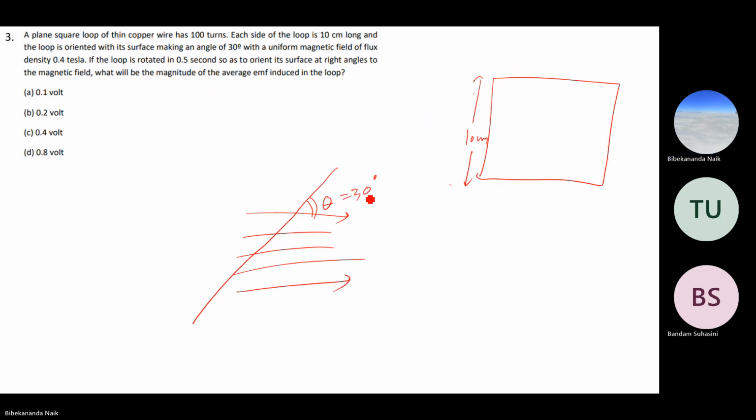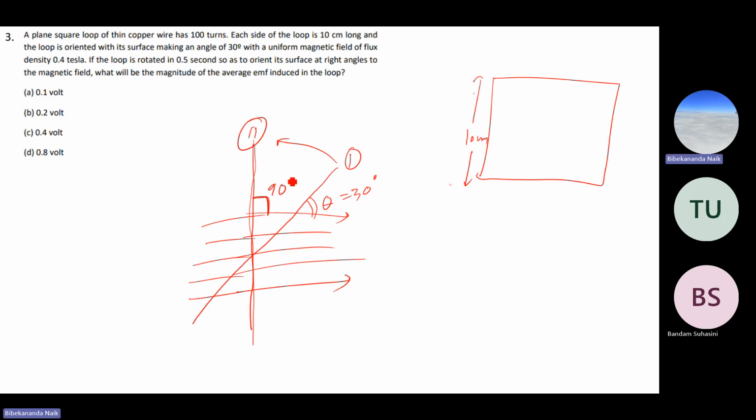So it makes an angle of 30 degree initially. That is the initial condition which is given. Now, the loop is rotated in 0.5 seconds so as to orient its surface at right angle to the magnetic field. Suppose the surface is like that, that is, this angle is 90 degree. So in the first case it was 30 degree, then it gets oriented to here, and in the second case this angle is 90 degree.